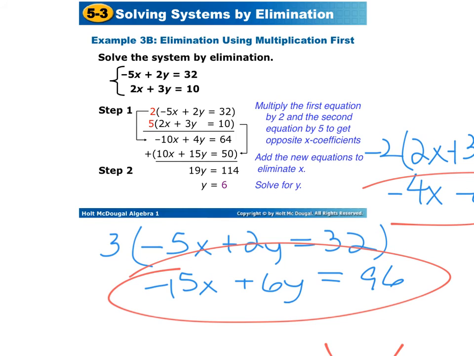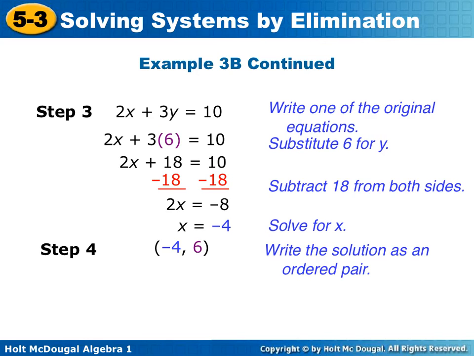Do you have to plug it back into the one that you multiplied? No. You can go back to the original. You could do it to the multiplied one. You still get the same answer. Does it matter which one you multiply? No. All right. And then here it is, negative 4, 6.